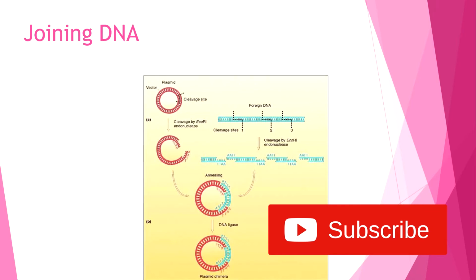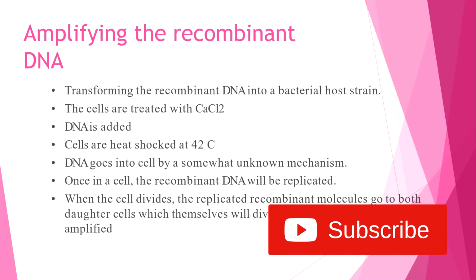Since the restriction endonucleases are known as the molecular scissors, at the same time the DNA ligases are known as the molecular glue, or we have to paste together by using these DNA ligases. After that, we get the plasmid chimera. What do you mean by chimera? It has DNAs from two different sources, which is termed as plasmid chimera or recombinant DNA.